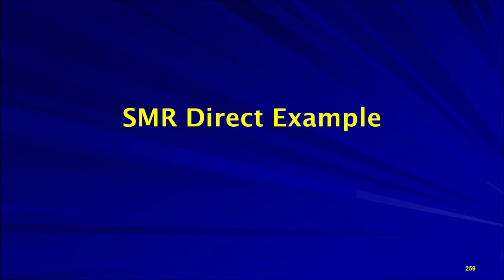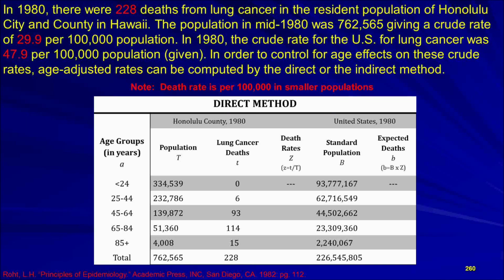Okay, SMR direct example. Now, I'm going to read this to you, not because I don't think you can read, but there's some information that's very important that you recognize in this problem. Most of it is delineated in red. It says in 1980, and it could be 2000, it could be 2010, there were 228 deaths from lung cancer in the resident population of Honolulu City and County in Hawaii.